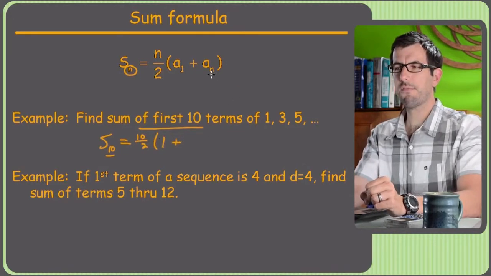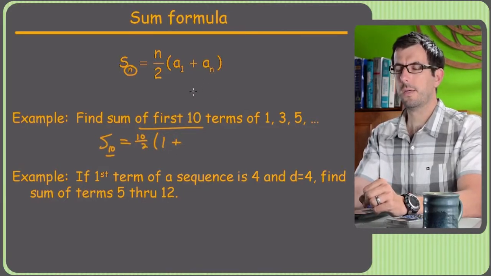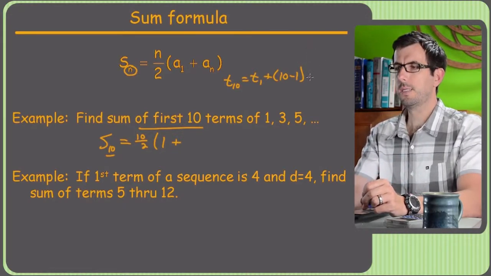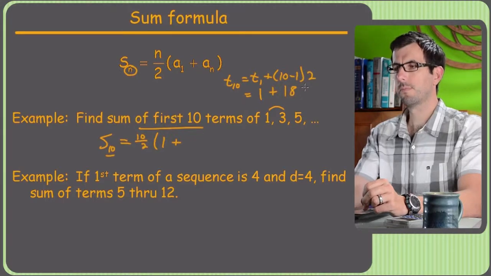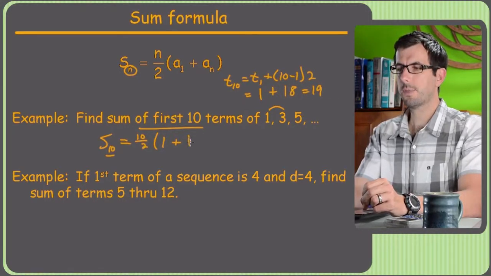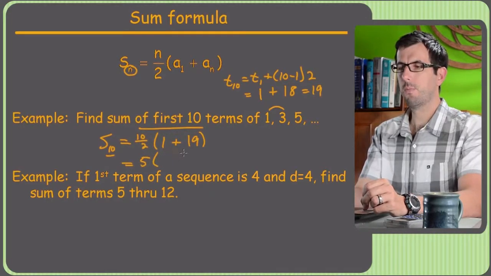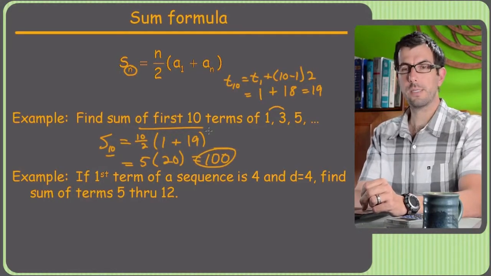Now the only trick here is we have to find a sub n. We have to find the 10th term in order to plug it into our formula. So what is the 10th term? Well, t sub 10 is going to be t sub 1 plus 10 minus 1, this is just using the explicit formula we used in the previous problems, times d, which appears to be 2. So t sub 1 is 1 plus 9 times 2. So the last term is 19. So now we've got 10 over 2 is 5, and 1 plus 19 is 20. So that's going to equal 100. Pretty easy, right?